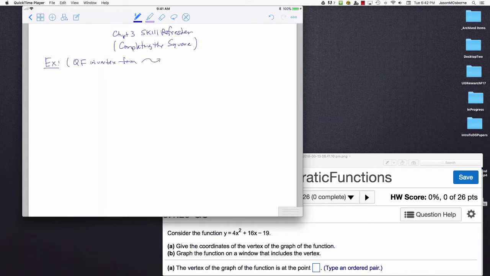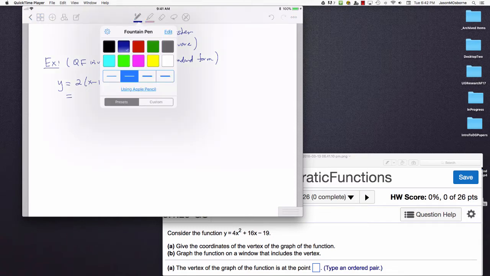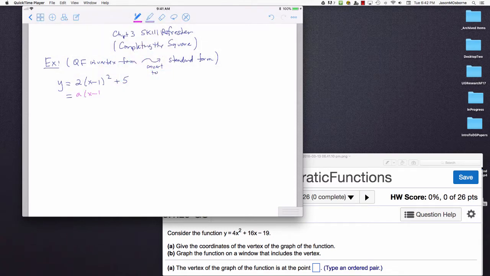then you can convert to what's called standard form. Here's the title of this example. What I mean by that is, for example, if you're given 2 times x minus 1 squared plus 5, then you know that this is of the form a times x minus h squared plus k. So you know that a is equal to 2, h is equal to 1, and k is equal to 5.